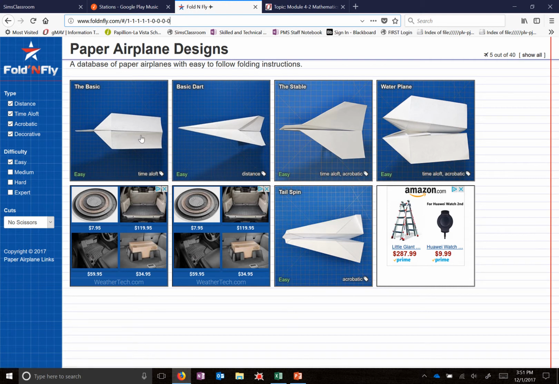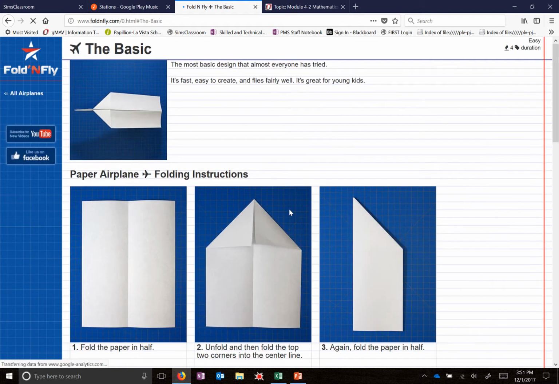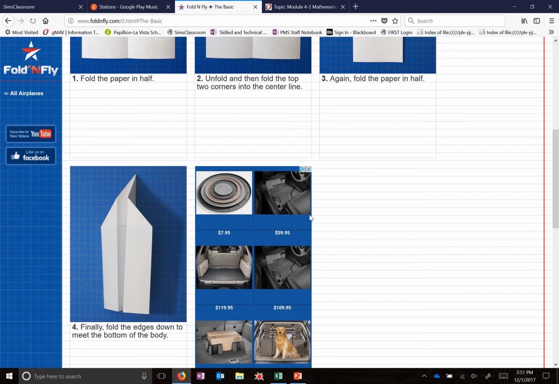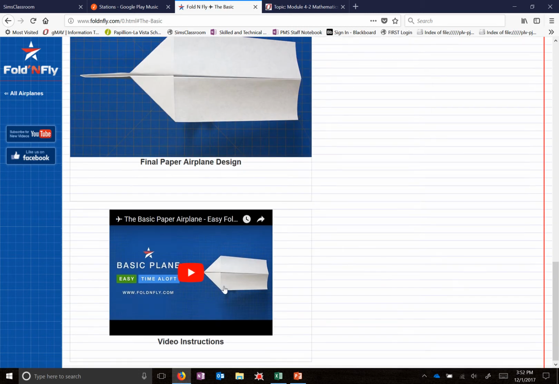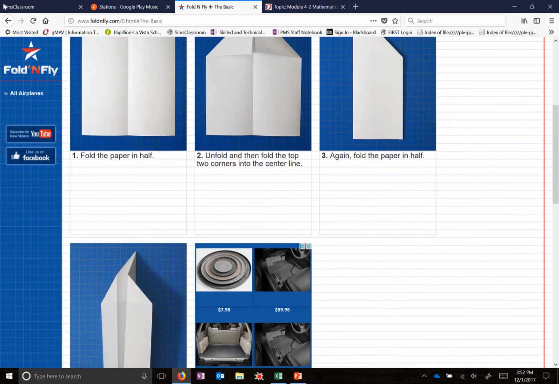I chose the easy format because not everyone had ever made an airplane before, and these are easy step-by-step directions. So we can click on one and show you. It just goes picture by picture, matching everything, and there's even a little video on how to do it.